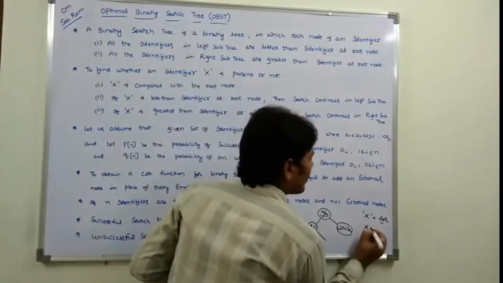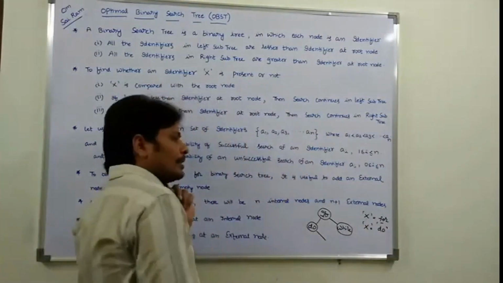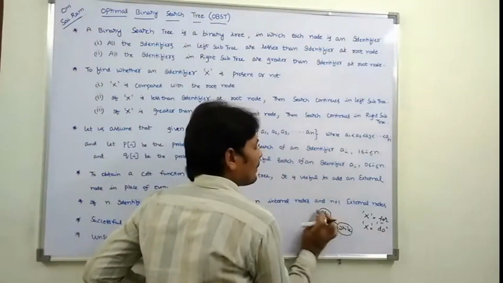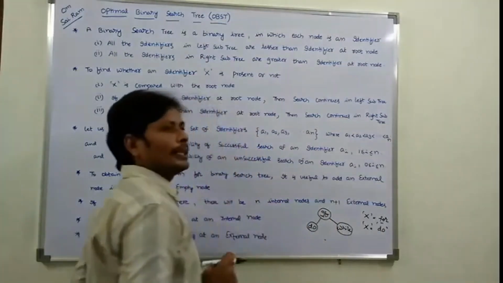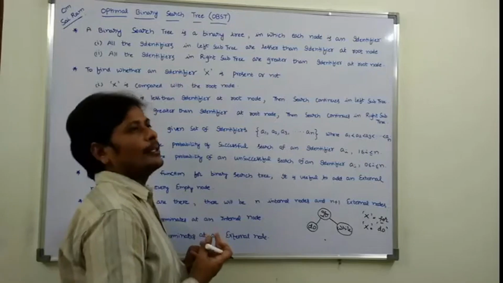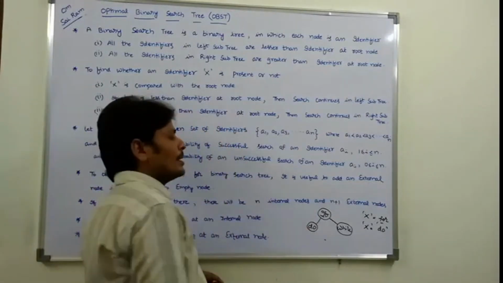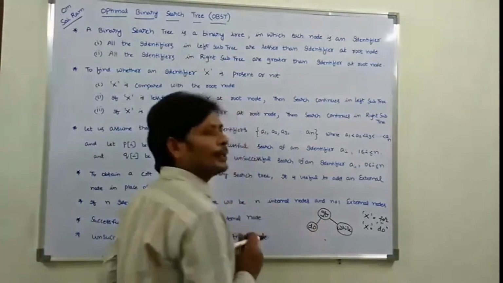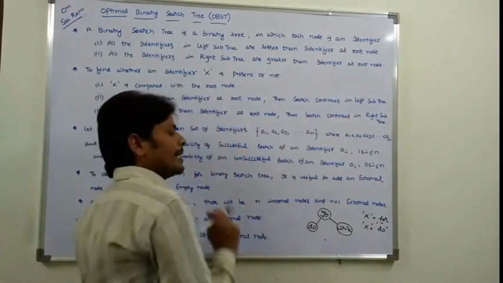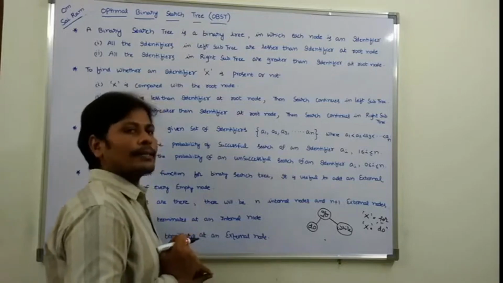Suppose X is equal to the identifier do. In the identifier do, the first letter is D. D is compared with I. D is less than I, so the search continues at the left-hand side. At the left-hand side the identifier do is there. D is compared with D, so it matches. Then we can say that the search is a successful search.